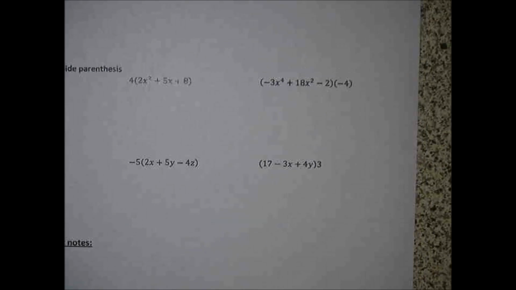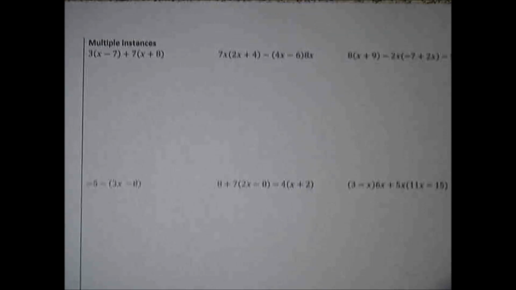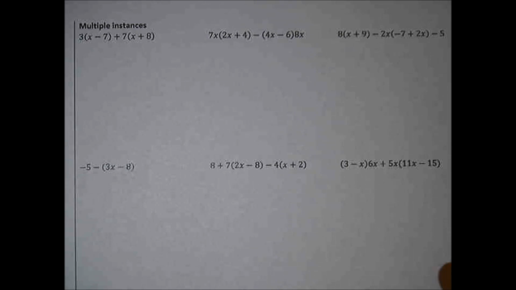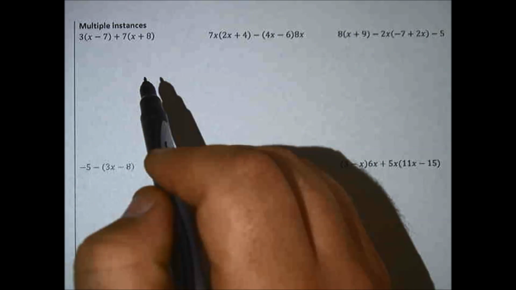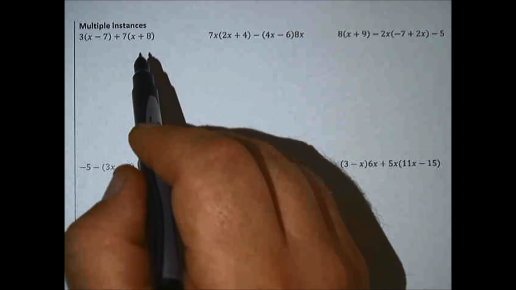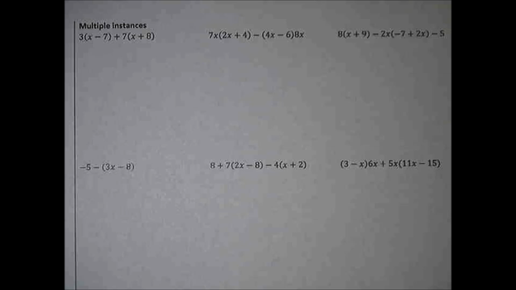Let's get a few more problems here and see what we get. We're going to start off up top looking at, it says multiple instances. What that means is that I have an expression that has more than one distributive property step involved.